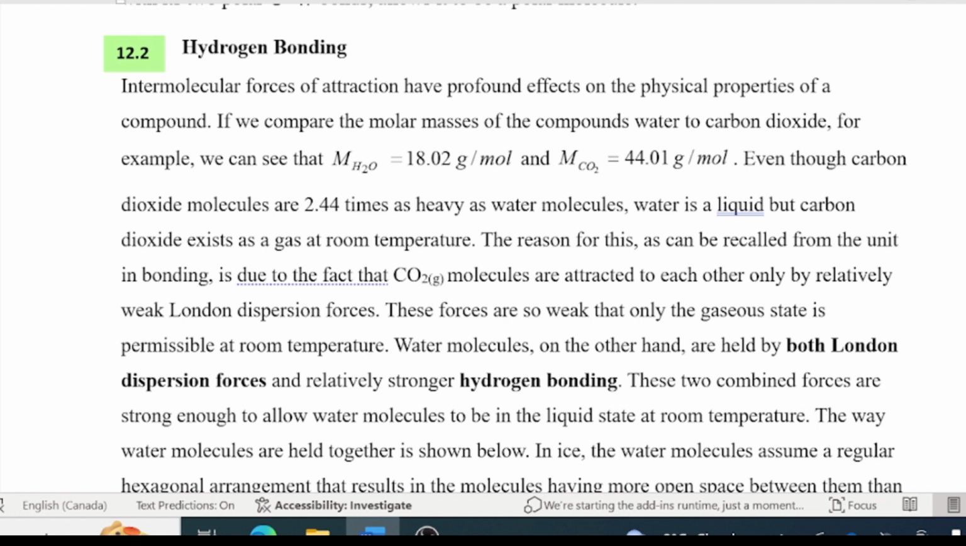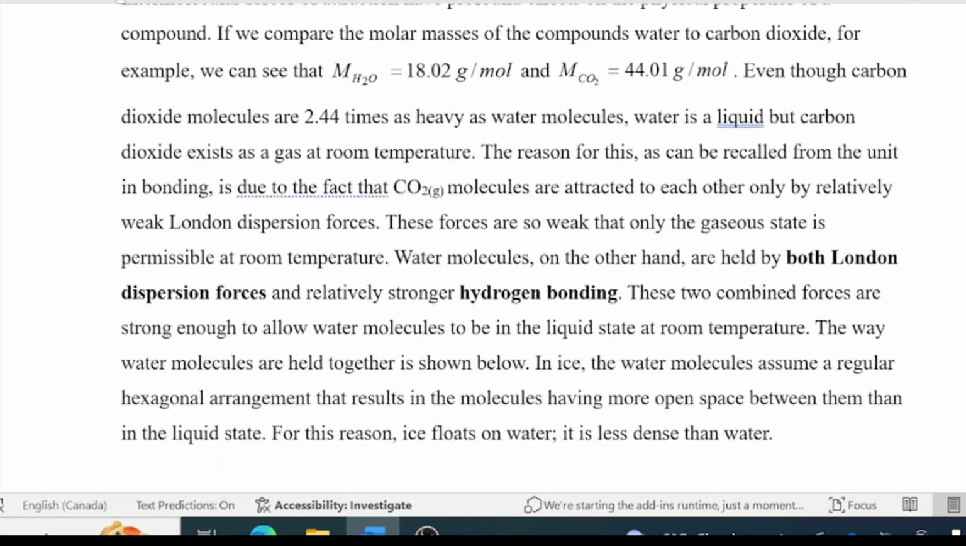I would ask them to draw these molecules and from that deduce which one is polar, which is non-polar, and based on that, they are able to say why this one here is a gas and that one there is a liquid. And it has to do, first of all, with polarity of the molecule. This molecule here is non-polar, but this one is polar. Therefore, carbon dioxide molecules will only be attracted to each other by weak London dispersion forces.